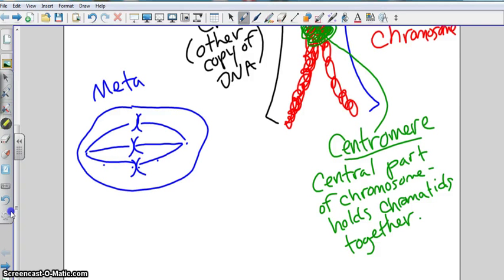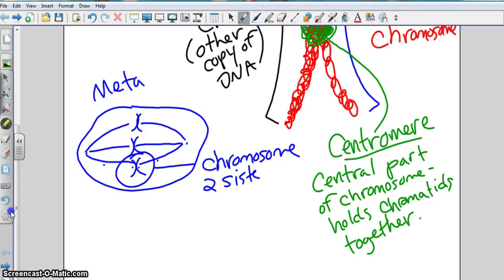So, this represents two copies of DNA. One copy is going to go to the left side. The other copy is going to go to the right side. And we call this a chromosome. And a chromosome is made up of two, what? Sister chromatids. Now, don't let this part confuse you. What phase comes after metaphase? Anaphase. And what happens to those chromosomes? They split apart.